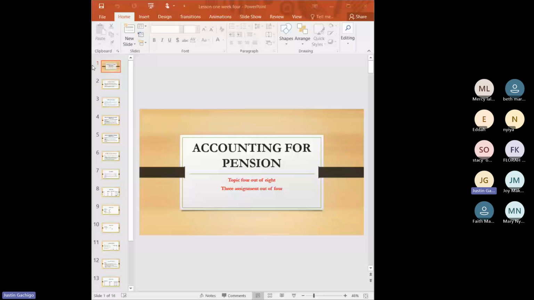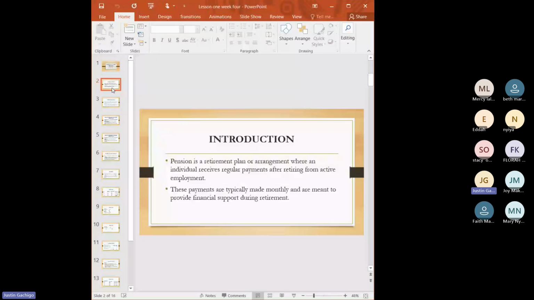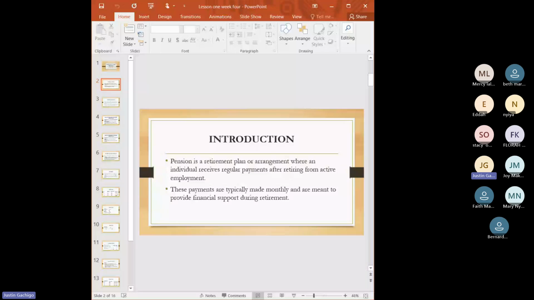Just as an introduction, we can say that pension is a retirement plan or an arrangement where an individual receives regular payment after retiring from active employment. In most countries, like in Kenya, you are considered to have retired from active employment when you reach the age of 60 years. In some other countries like the United States, the retirement age is considered to be 65 years, but this is not for all the careers. For example, for those in judiciary, especially judges, and lecturers, the retirement age can go up to 70 years.